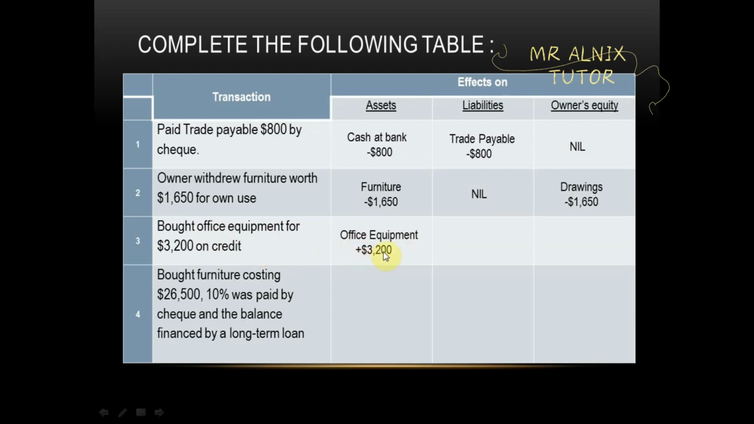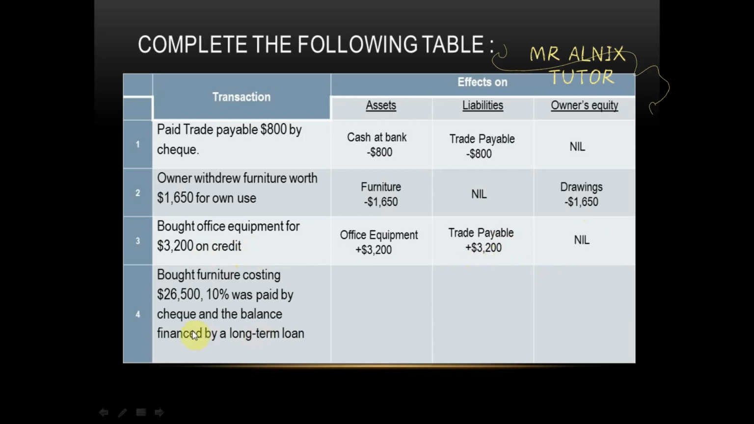Office equipment increased 3,200. So any effect under your liabilities column? Yes, because on credit you will not make the payment now, you make the payment later. That's why we will increase your trade payable 3,200. But it would not affect your owner equity.